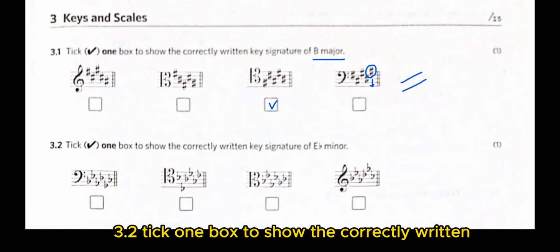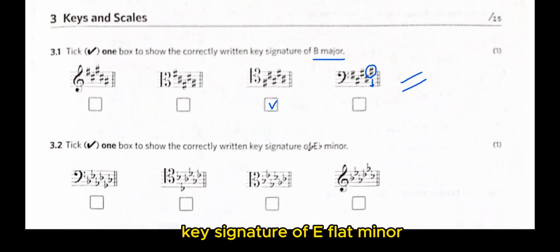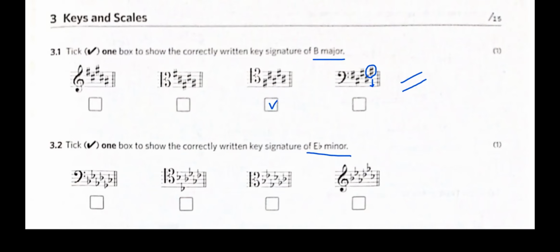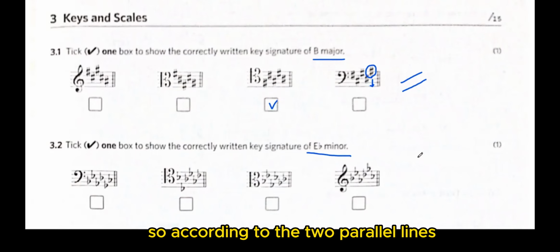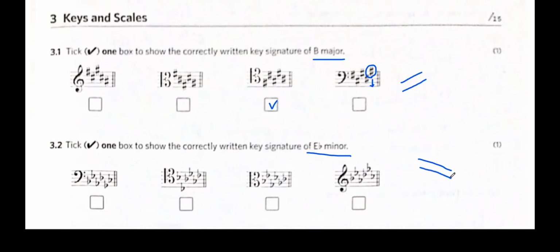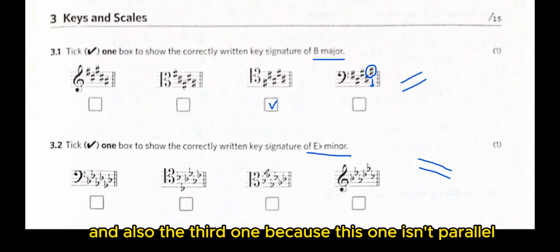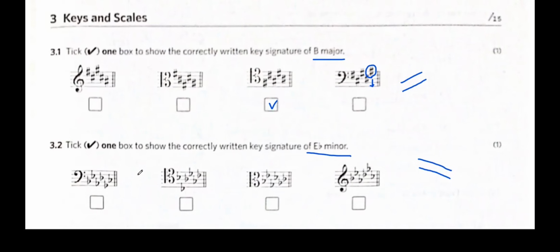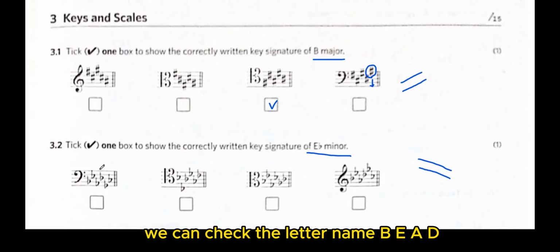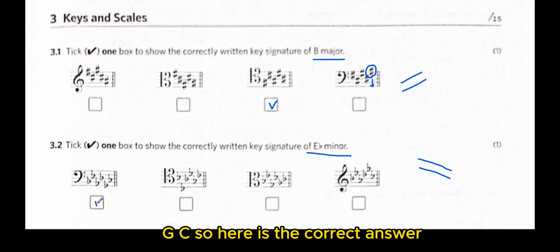3.2. Tick one box to show the correctly written key signature of E flat minor. E flat minor has 6 flats. So according to the 2 parallel lines going downwards, we rule out the last one, the second one, and also the third one, because this one isn't parallel. Only the first one will be possible. We can check the order: B, E, A, D, G, C. So here is the correct answer.